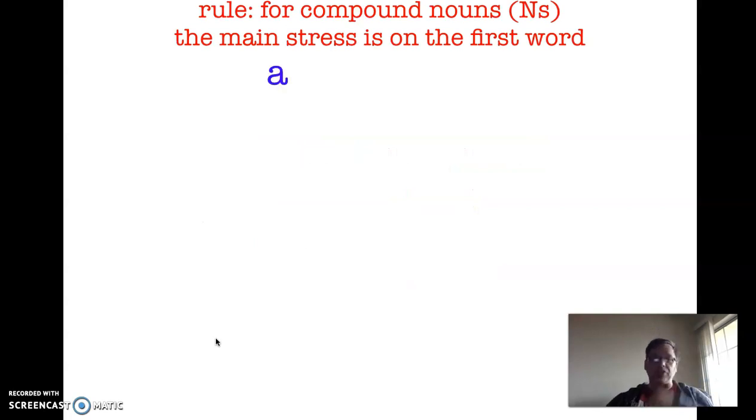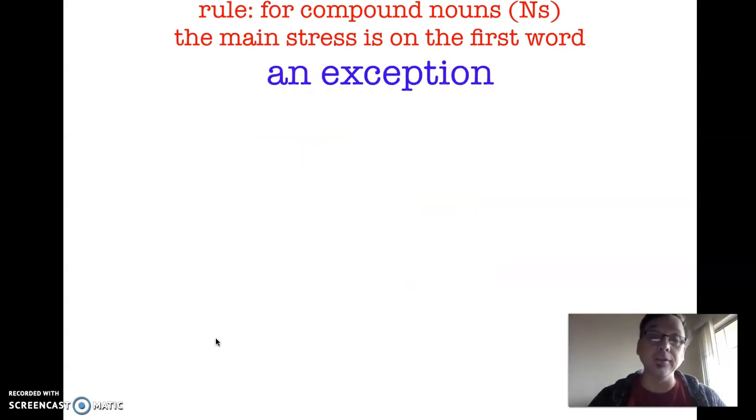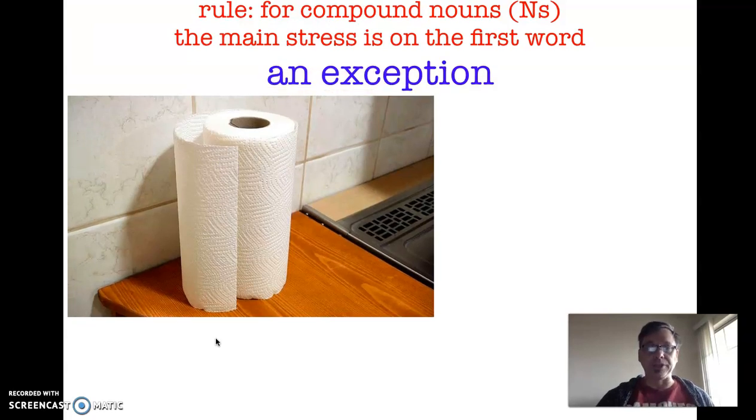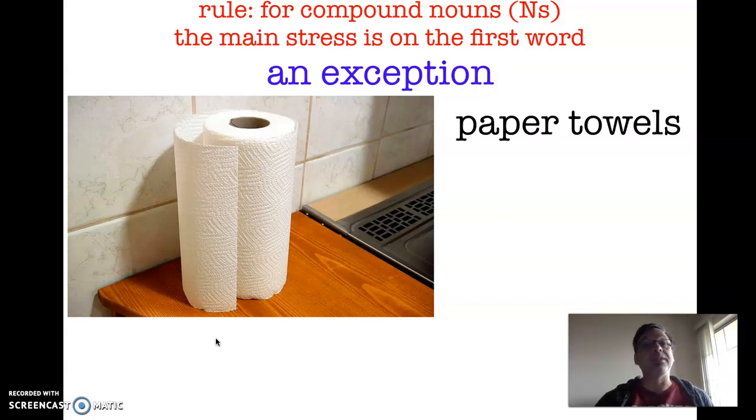Here's our rule, what we just talked about. There is an exception, right? As is always the case in English. Exception means something that does not follow the rule. Exceptions are things that do not comply, do not follow rules. Or somehow they are a variation. Let's look at this picture. What are these? You might have some of these in your kitchen. These are paper towels.